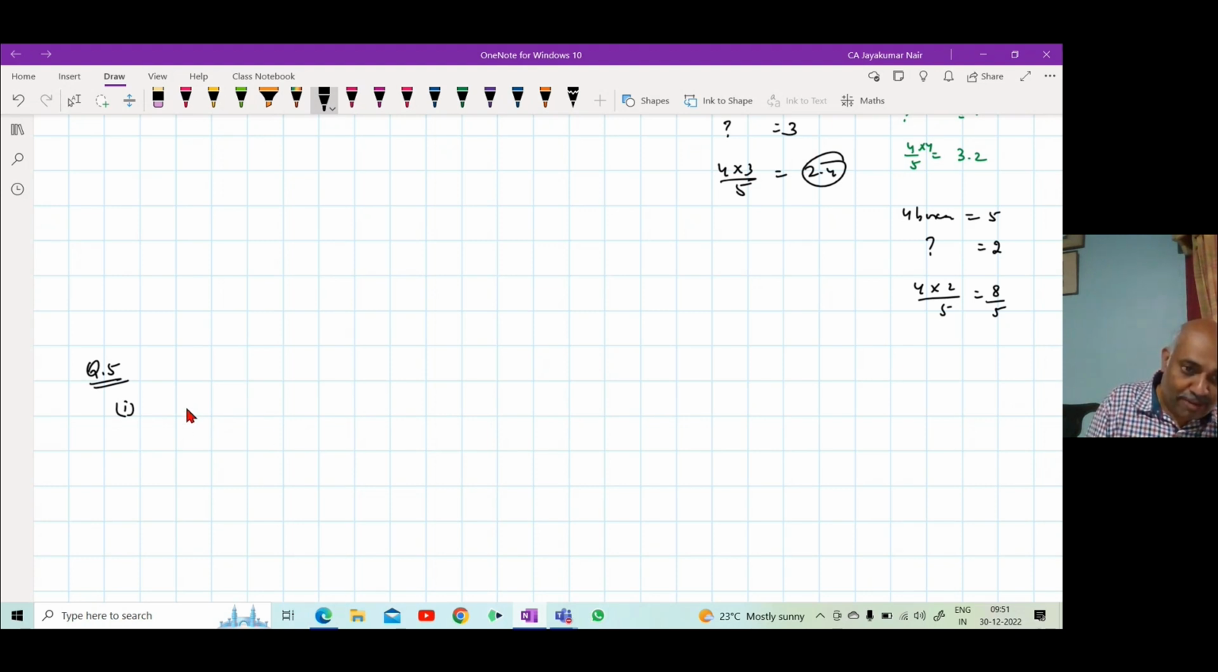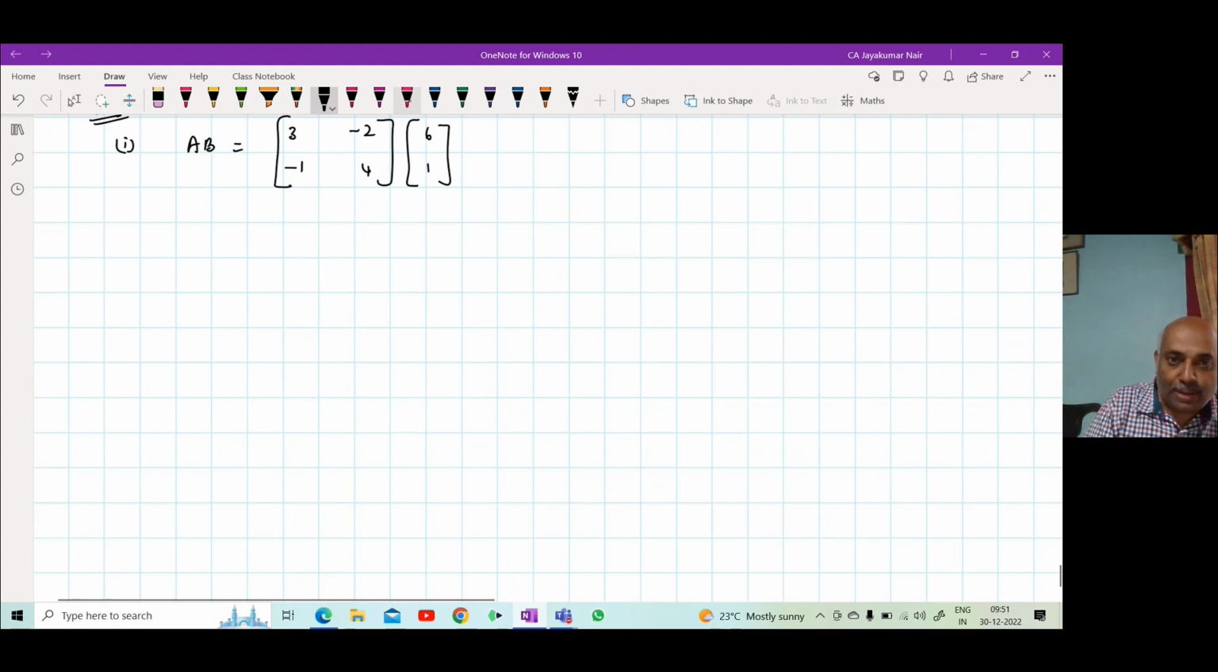So first we will find what is AB. AB means the product of A and B. So [3, -2; -1, 4], multiply this with [6; 1]. That is, you're multiplying the two matrices A and B. So how do you multiply? It's always the rows into the columns. So when you multiply these two, what do you get?